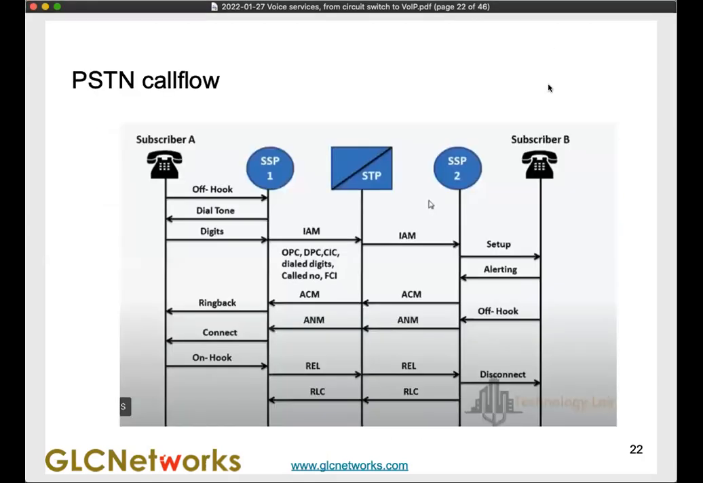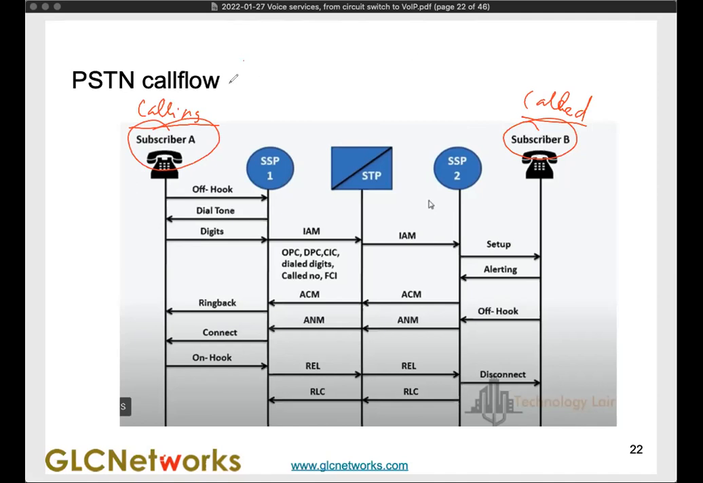So if we want to make a call in a PSTN, usually we go from A to B. A is usually called the calling party, and B is the called party. A is the one that is calling, B is the passive part. So this is how you connect.